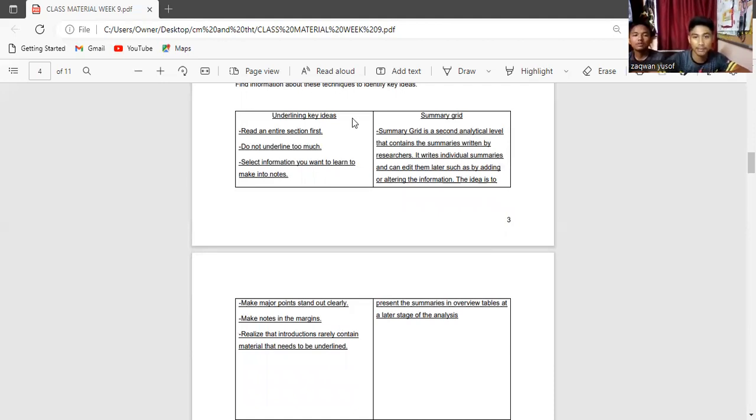The summary grid is a second analytical level that contains the summaries written by the researcher. It lets individuals summarize and edit them later, such as editing or altering the information. The idea is to present the summaries in overview tabs at a later stage of the analysis.